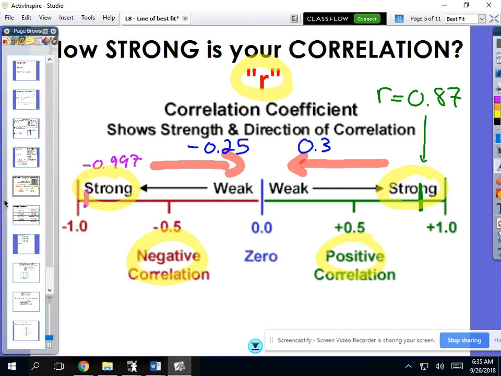It's going to be very important for us to understand how the R value helps us classify how good a match our line of best fit really is. So it's just a quick note on the R value.